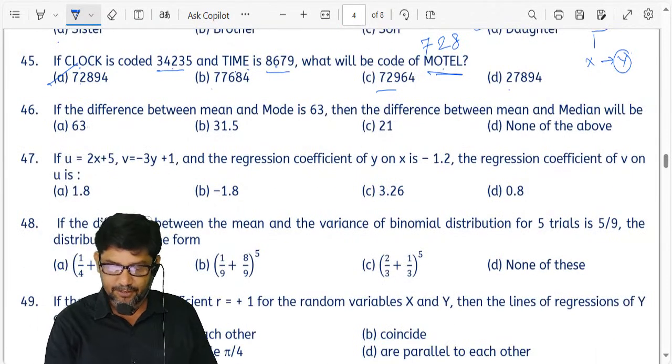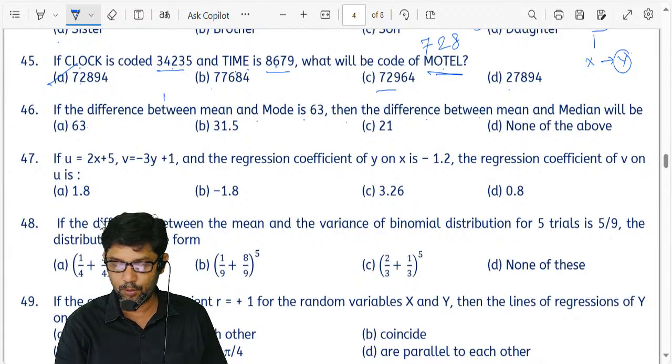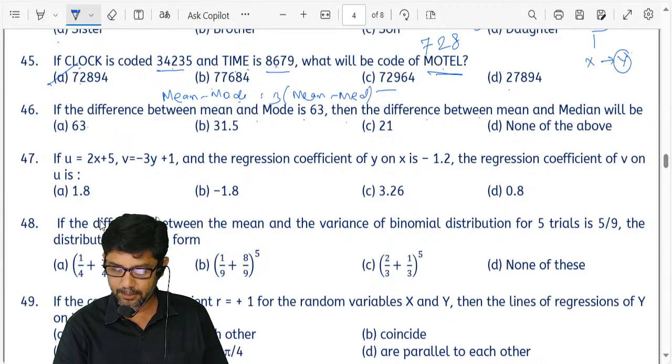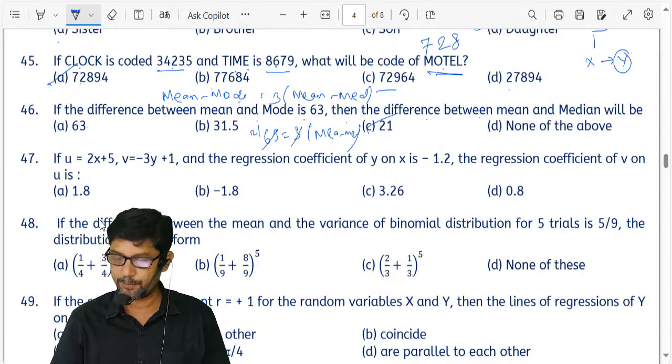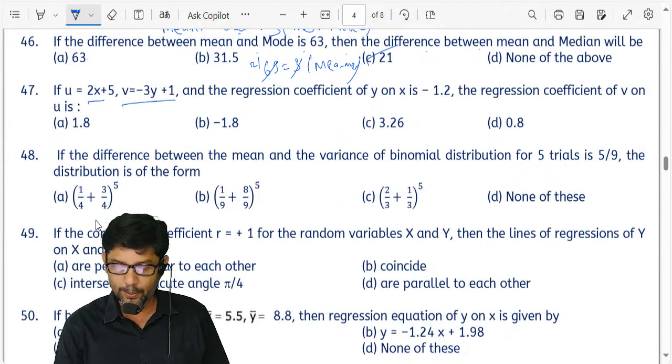Next, the difference between mean and mode is 63. Then the difference between mean and median will be, so you know what it is? Mean minus mode is equal to 3 times mean minus median. So 63 is equal to 3 times mean minus median. So 21. Option C.